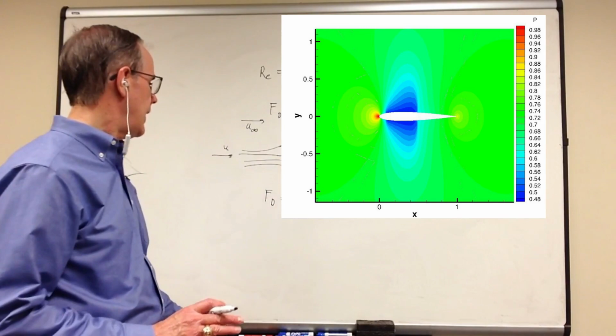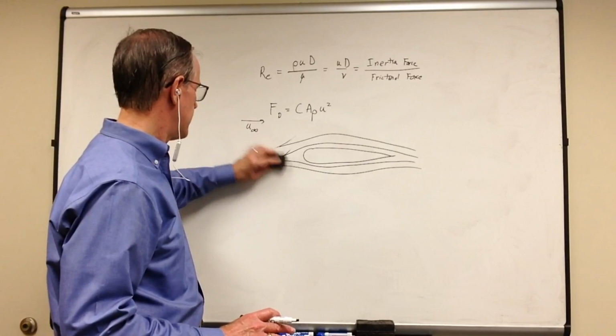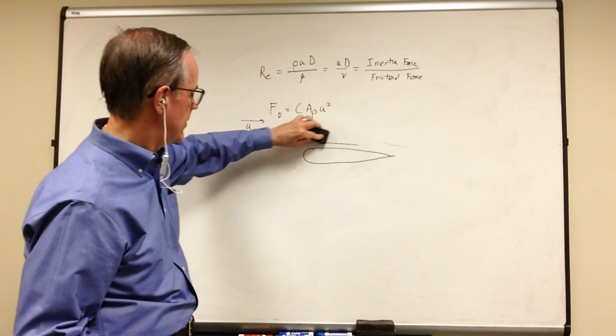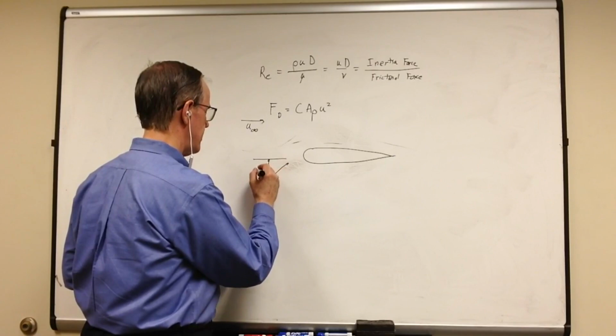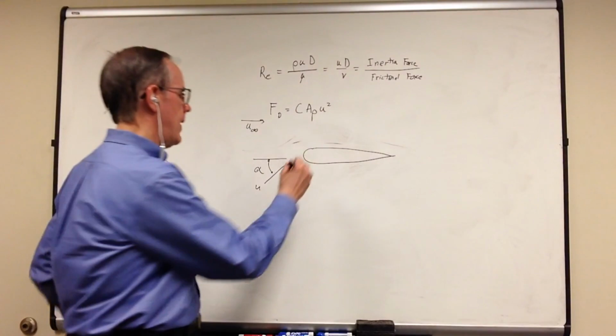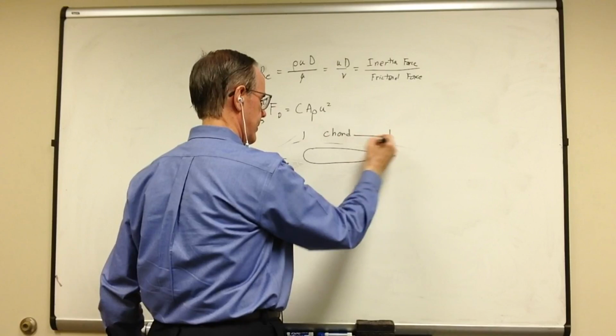Let's consider, for example, if we change the angle at which this thing is. Now, this is a symmetric one. Let's say U comes from this direction. By the way, the angle between the air flow and the center line of the chord is called the angle of attack. By the way, this is the chord of the airfoil. Remember that, because you're going to need it.